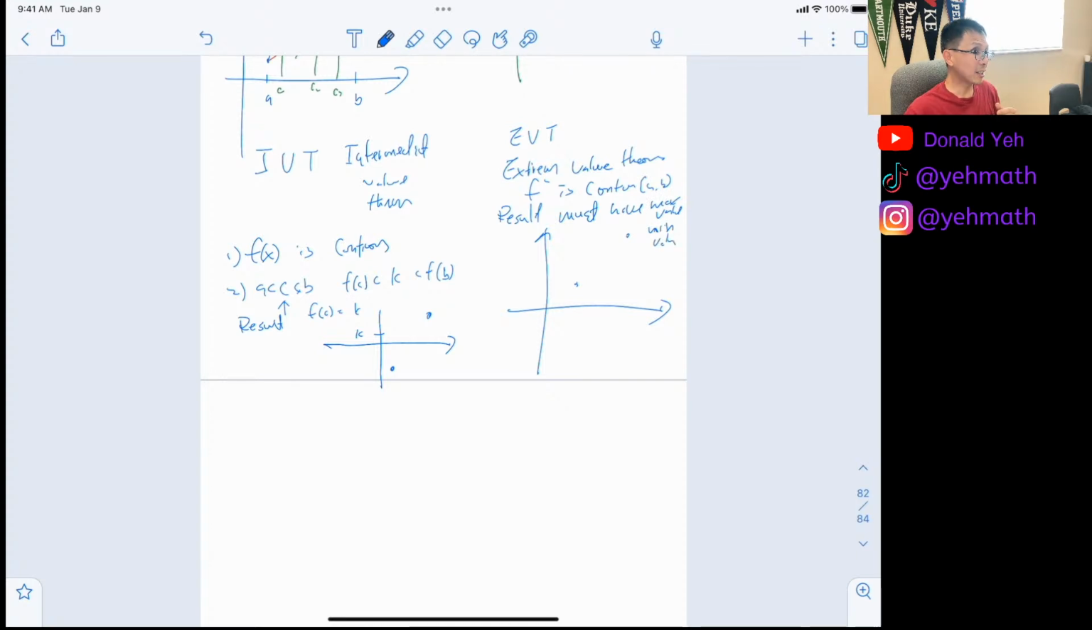Why? Because if a function is continuous, this point can be the minimum, this point can be a maximum. Does that make sense? Brackets on the a and b? Yes, it has to be brackets on a and b, yes. So it must have that.